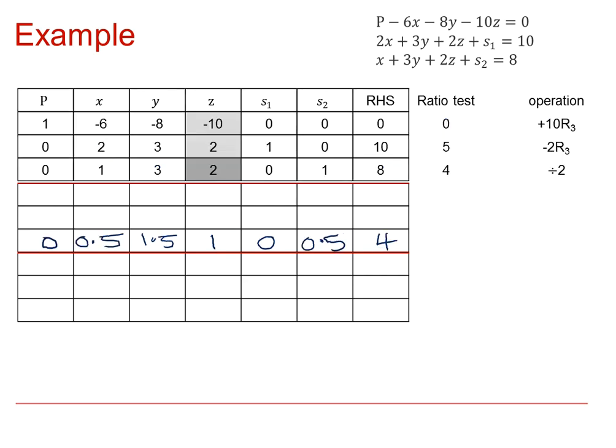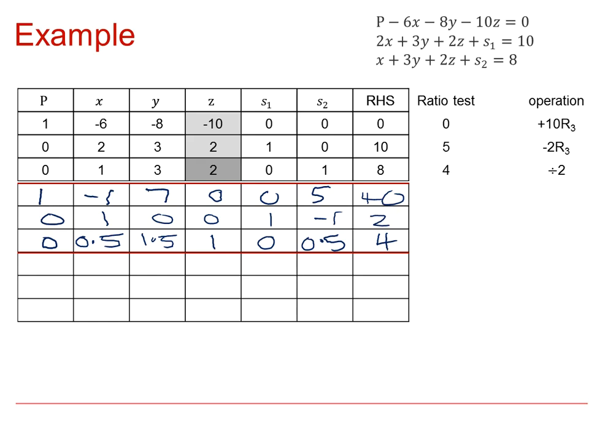This would give us the figures of 1, minus 1, 7, 0, 0, 5 and 40 in the new objective function row. And 0, 1, 0, 0, 1, minus 1, 2 in that row.